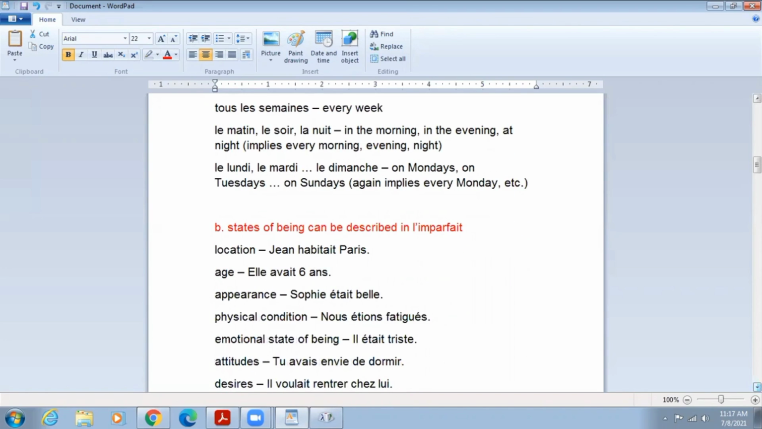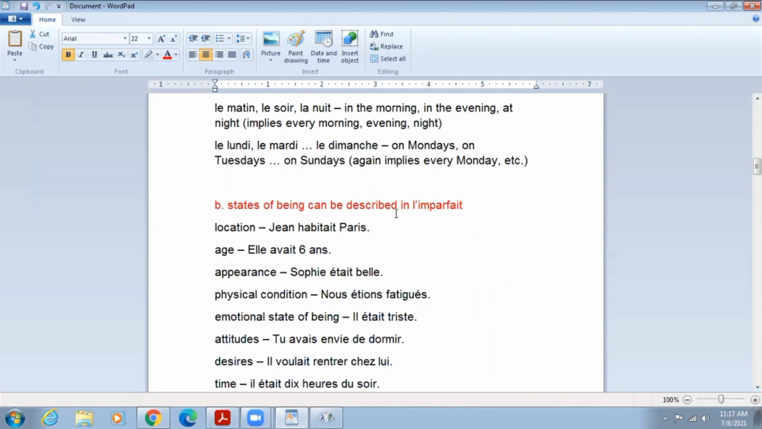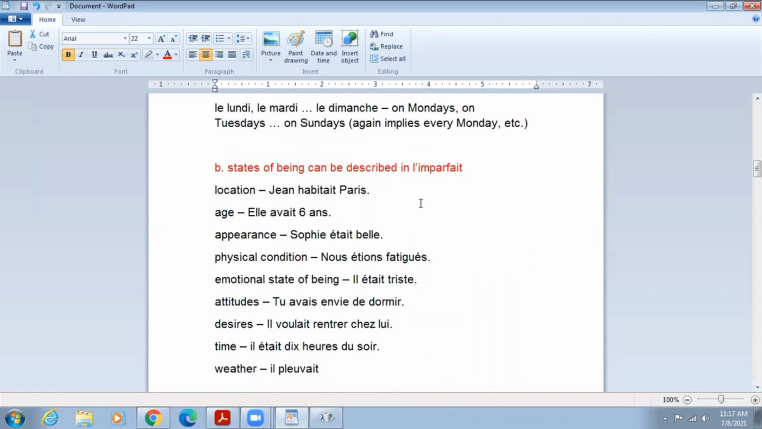Deuxième utilisation, dans quelle situation, dans quel état on peut utiliser le temps imparfait. States of being can be described in imperfect. So basically, location. For example, right now you are staying in maybe Noida or Delhi, but let's say few years back, you were staying in Mumbai. So you would say, I used to live in Mumbai, right? So in that form, we can talk about imperfect. Age.